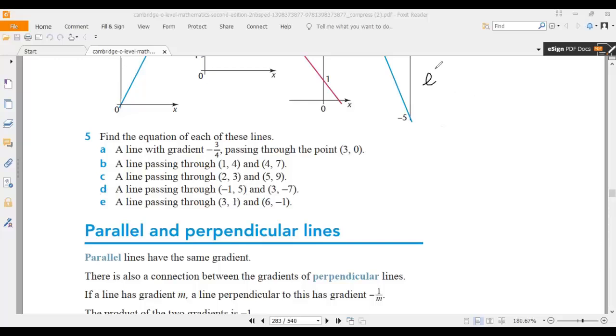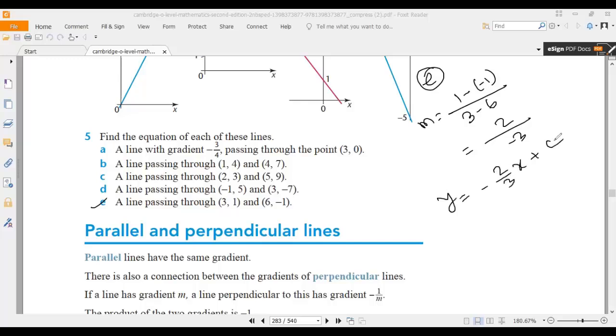Now our last problem, question number E. Similar way, we need to find out the gradient m. So y1 minus y2 by x1 minus x2, 1 minus 1 by x1 minus x2. 1 plus 1 will be 2, 3 minus 6 will be minus 3. Now, the equation will be y equal to minus 2 by 3x plus c. Since it passes through 3, 1, the value of y will be 1. So 1 equal to minus 2 by 3, the value of x is 3, plus c. Now, if I cancel 3 and 3, then c will be 1 plus 2, 3.